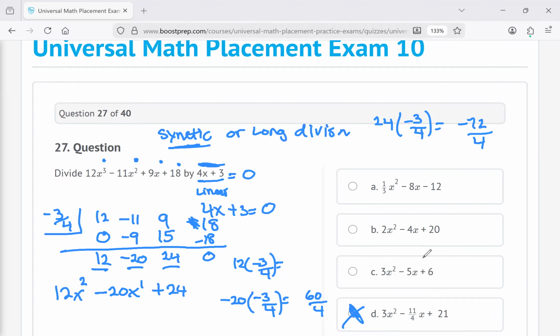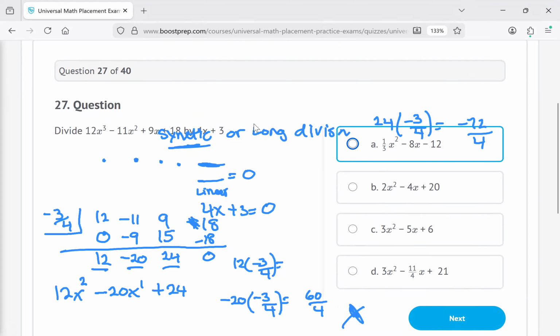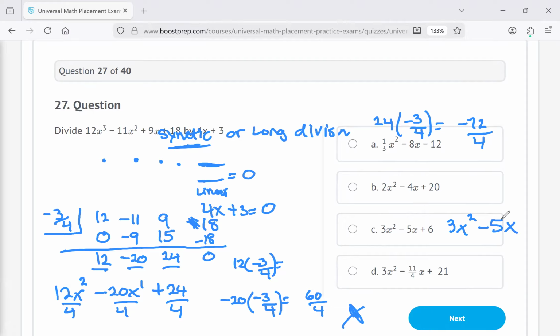Do I see my answer? Don't think so. I think they divide everything by 4. Sorry, let's divide everything by 4. Let's see if we get an answer. So 12 divided by 4 is 3x squared. Negative 20 divided by 4 is negative 5x. 24 divided by 4 is 6. So it's 3x squared minus 5x plus 6. So it looks like it's those.